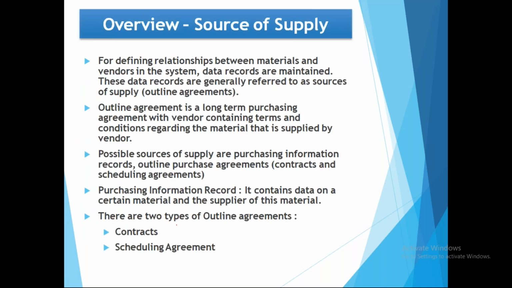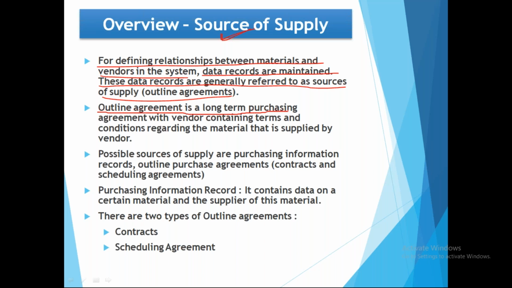Okay, so what is source of supply? For defining relationships between materials and vendors in the system, data records are to be maintained. These data records are generally referred to as source of supply. So when you are creating a purchase order for a material and a supplier, a vendor, I want the data to come from a particular source, like price, delivery date. Those things have to come from a particular source. So those sources are called source of supply.